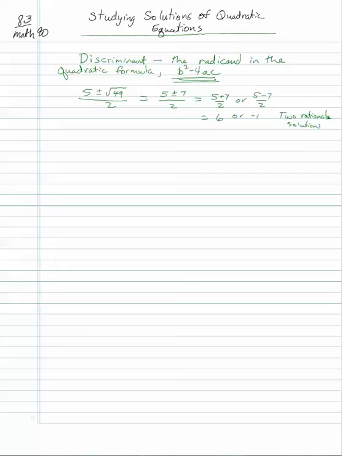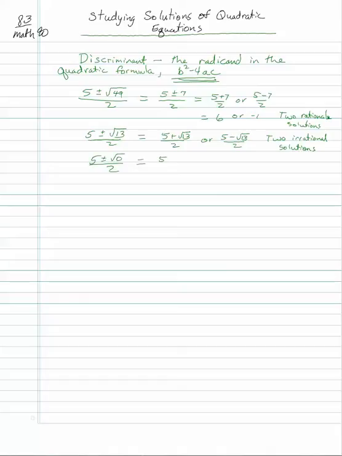If the b squared minus 4ac was, say, 5 plus or minus square root of 13 divided by 2, well, that doesn't simplify, so you get these two answers, which are irrational, so you get two irrational solutions.